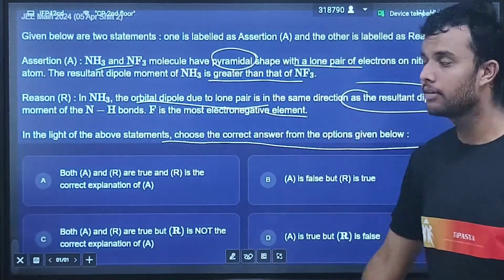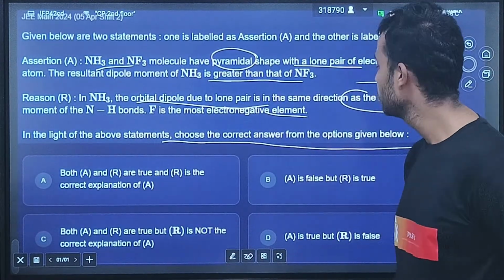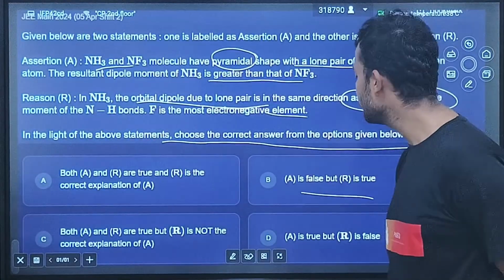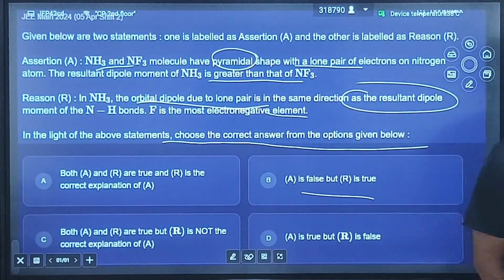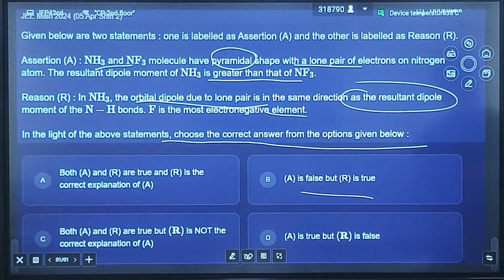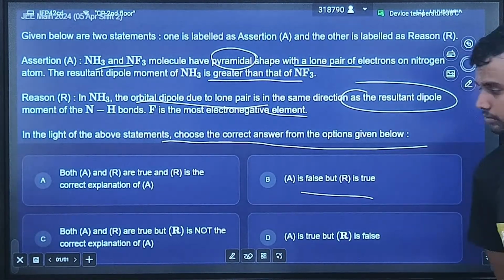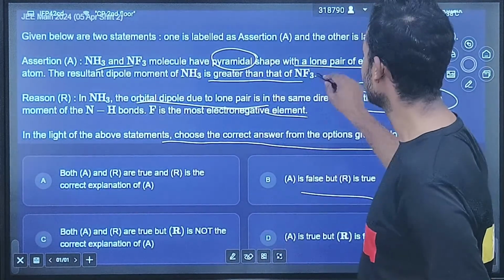Options we have. First option: both A and R true, R is the correct explanation of A. B: A is false, R is true. Then we have another two options. Let me know the answer first, guys. One of the easiest questions. So that's very simple. The assertion is correct.